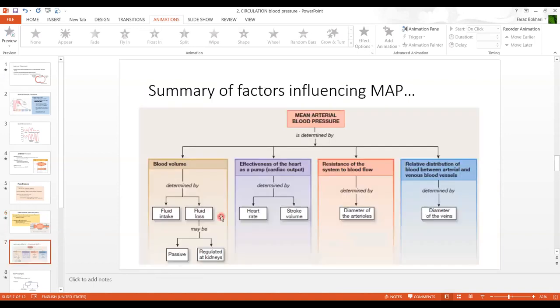This is a nice diagram to provide you the summary of what we discussed: mean arterial pressure. This is the heart, this is the TPR, this is the blood volume, this is that relative distribution. Okay, take a moment to see some more details.